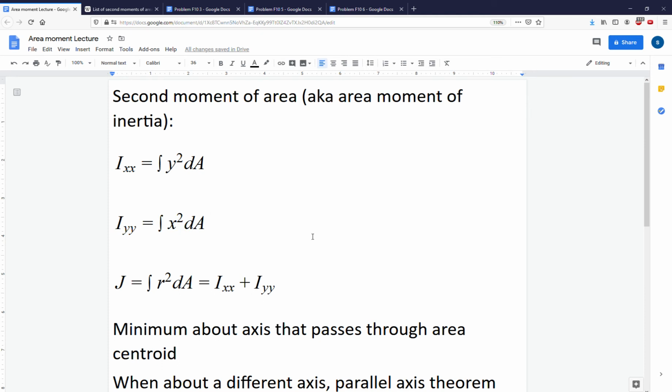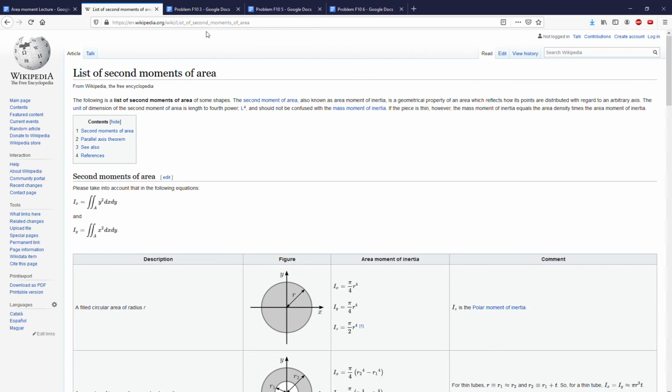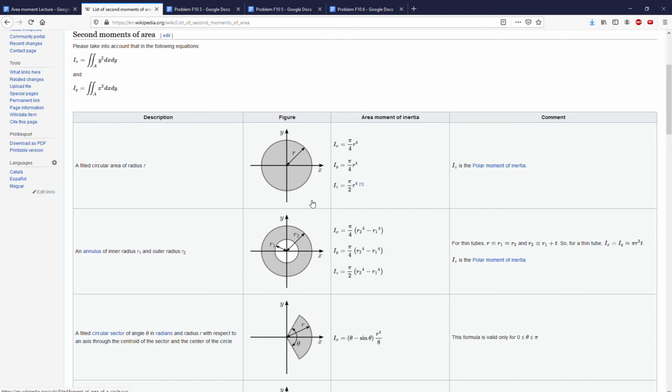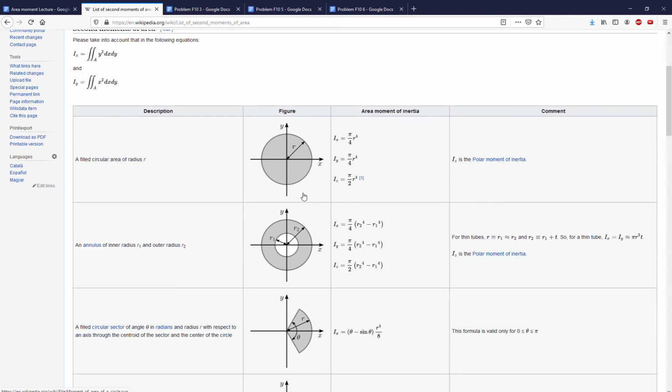Now the moment of inertia does depend on where you take the axis about. It can get larger, it can get smaller, and with a bit of calculus, you can show that the minimum value for moment of inertia is when the axis passes through the centroid of the area. What this means is that some shapes have very well-defined moments of inertia. I would invite you to look at this Wikipedia page, list of second moments of area, and it does show a bunch of them that you may be interested in.